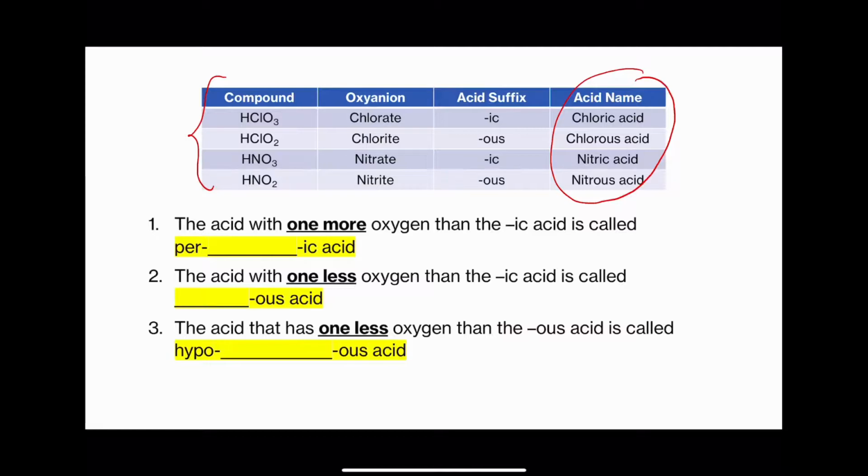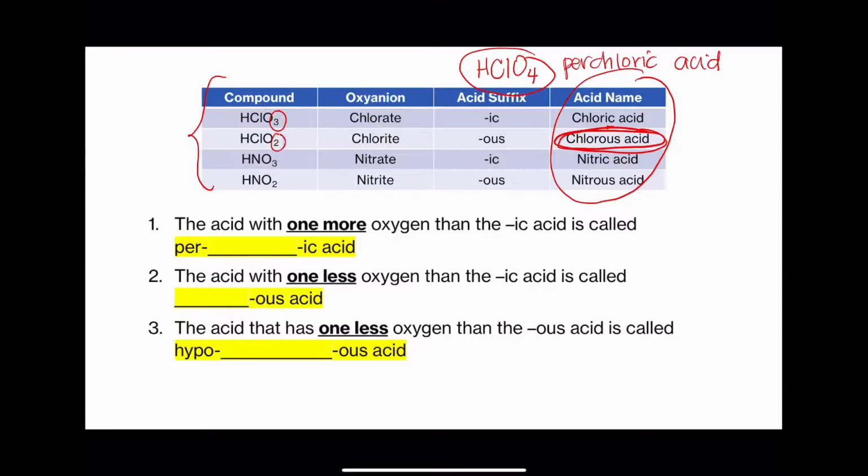So for example, it says the acid with 1 more oxygen than the ic acid is called per ic acid. So here's our ic acid, chloric acid, and it has 3 oxygens. If we had that, which is 1 more than the ic acid, then this compound is called perchloric acid. That's what that means, right? And then this one says the acid with one less oxygen than the ic acid is called the ous acid, which we already have. It's right here, chlorous acid, right? That's one less than the ic because it only has 2 oxygens, right?